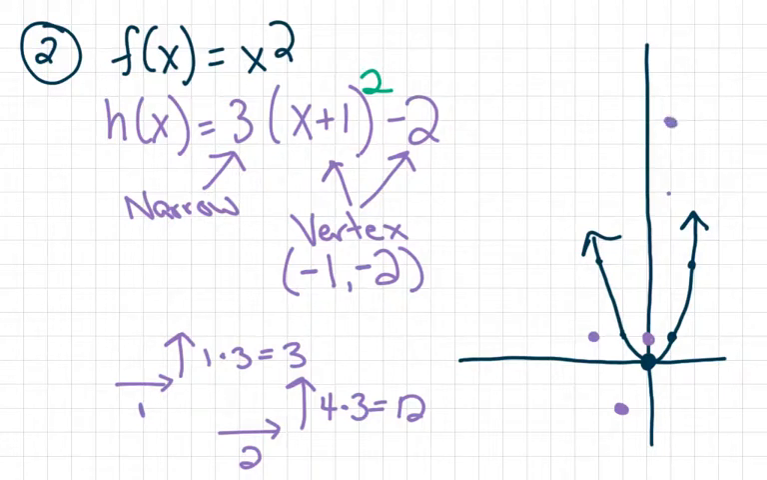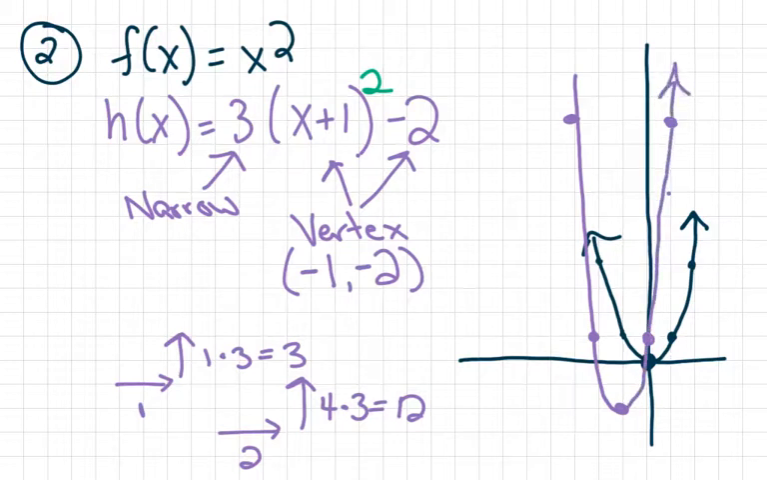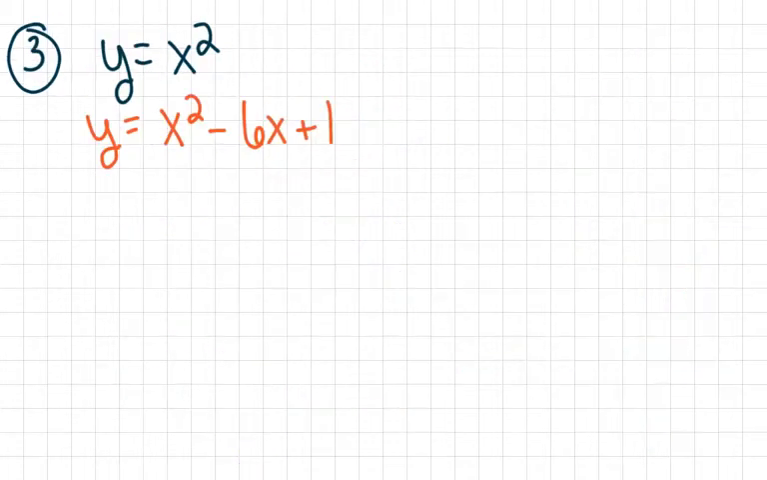All right, and then I'm going to do its mirror image on the other side, and this graph has become very, very narrow, and it moved. All right. So again, narrow compared to the parent function, and it moved to the left 1 and down 2.